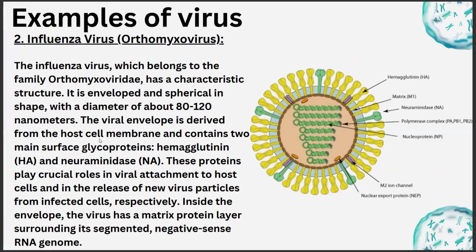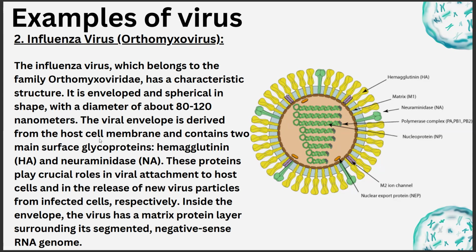Now, the second example is influenza virus, which belongs to the family called Orthomyxoviridae. Influenza has a characteristic structure. It is enveloped and spherical in shape with a diameter of about 80 to 120 nanometers. The viral envelope is derived from the host cell membrane and consists of two main surface glycoproteins, hemagglutinin and neuraminidase. These proteins play a crucial role in viral attachment to the host cell and in release of new virus particles from infected cells, respectively. Inside the envelope, the virus has a matrix protein layer surrounding its segmented, negative sense RNA genome.